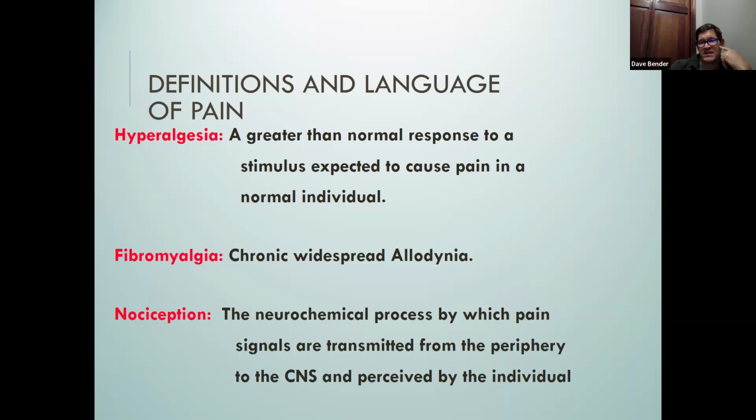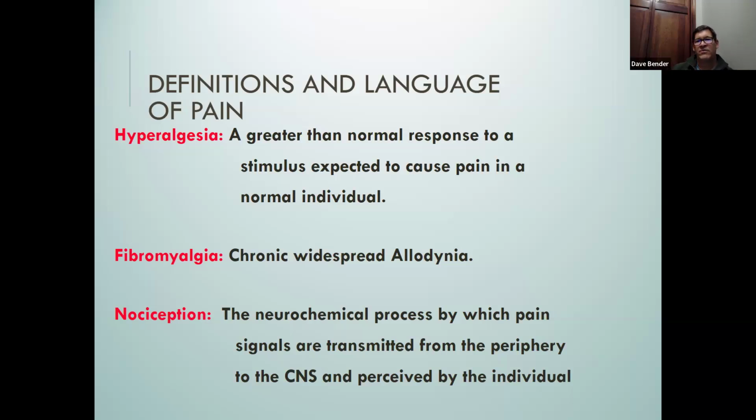Nociception is the neurochemical process by which pain signals are transmitted from the periphery to the CNS in the individual. So you can have radicular pain, which is coming from the nerve root. Say you have inflammation around the nerve root from a herniated disc, or herniated disc compression on the nerve root; that will give you radicular or neuropathic pain. That's coming from the nerve, not the peripheral tissue. Nociception is coming from the peripheral tissue.